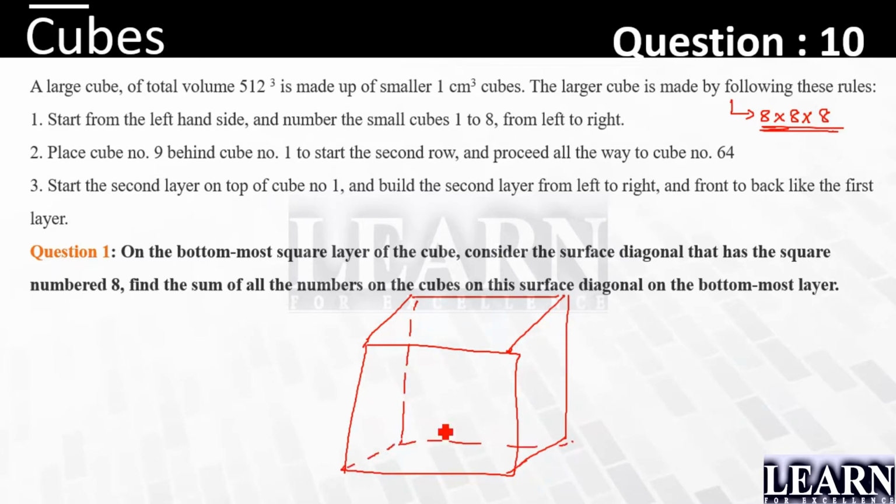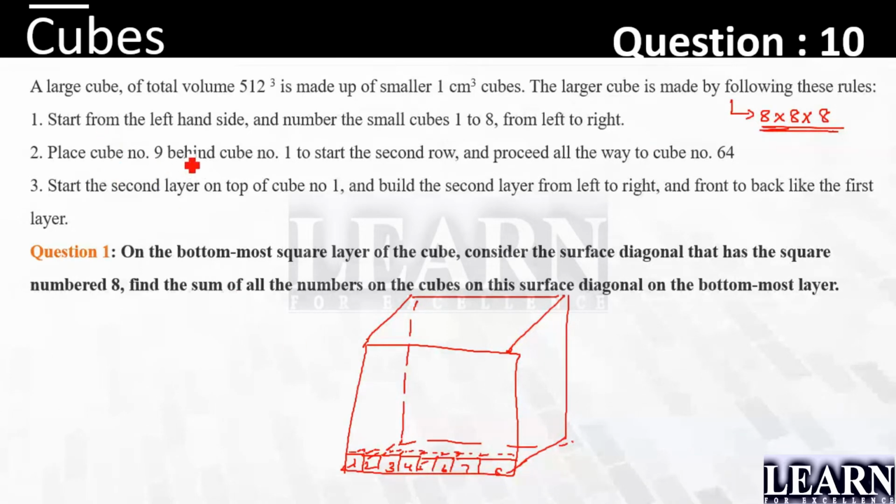And what they have told, if you take out the numbers from the bottom, start from the left hand side and number the small cubes 1 to 8 from left to right. So this is going to be 1, 2, 3, 4, 5, 6, 7, 8. So it will be like this. Okay, these are the cubes we have.